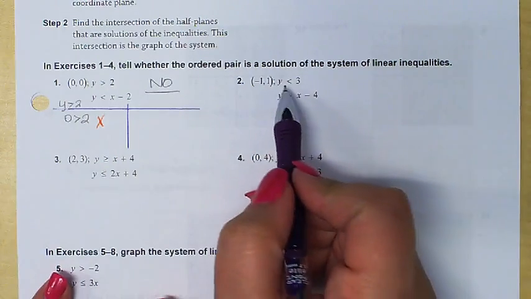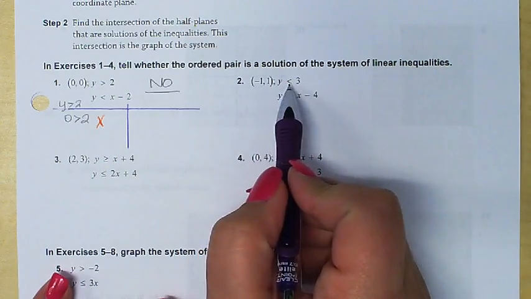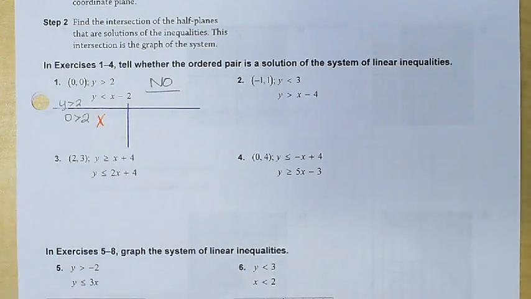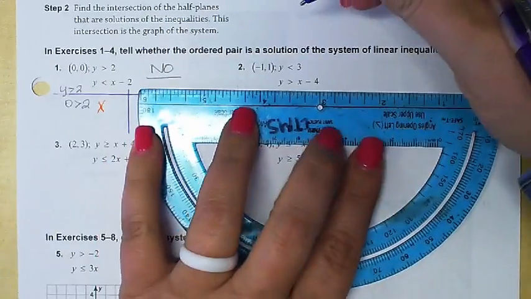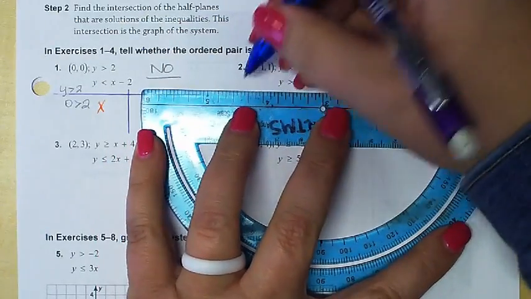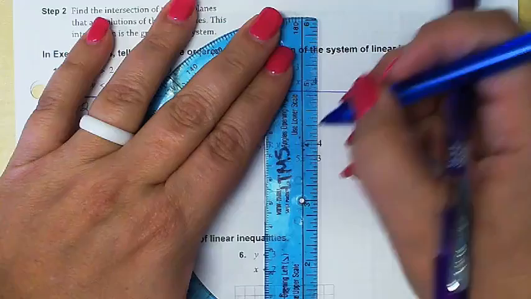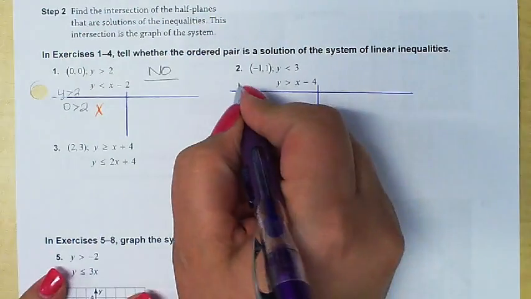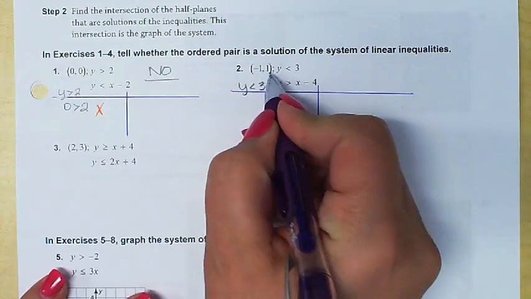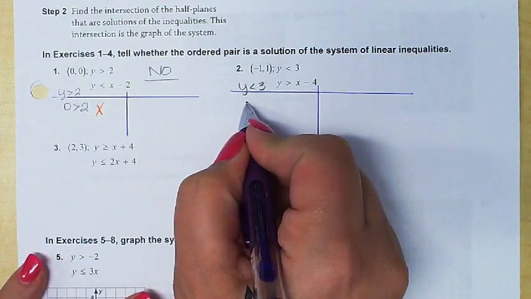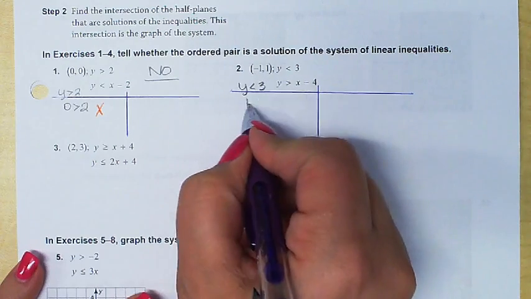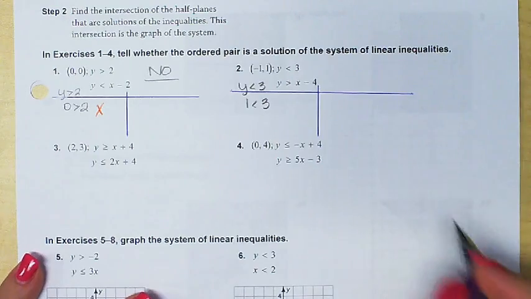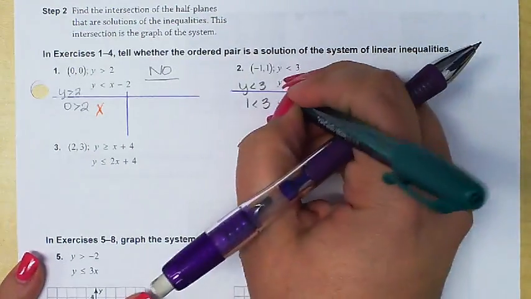On number 2, I have a system of inequalities here, and we're testing -1, 1. Same thing. I will test it in each one and see if it works. If I make my little organizational tool here, the first inequality is all the y's that are less than 3. I'll use just the y coordinate for this one. If I use 1 as my y coordinate, does it make this true? Is 1 less than 3? The answer to that is yes, it is.